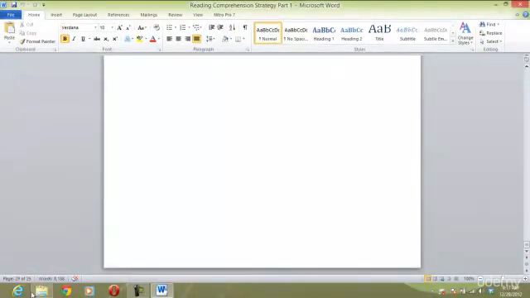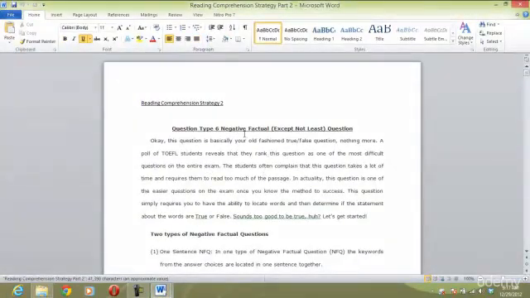We have a couple of other questions that we could look at also. We have the negative factual question. A lot of students also have trouble with this question. The negative factual question is where they say all the following are true except. With this question, the keywords you need to focus on are in your answer choices. You have to find each answer choice and find out if it's basically true or false. You have three answers that are true and one false, or three false answers and one true. So be very, very careful with the negative factual question.